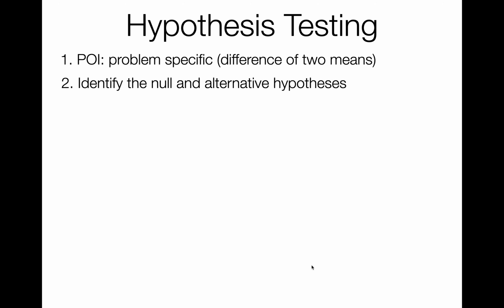Step 2 is always going to be, of course, to identify the null and alternative hypotheses. In this case, the null hypothesis is always that the two population means are equal. So it's always mu1 is equal to mu2. And then for the alternative hypothesis, you have three choices, and that's all based on the statement of the problem: either mu1 is less than mu2, mu1 is greater than mu2, or mu1 does not equal mu2.